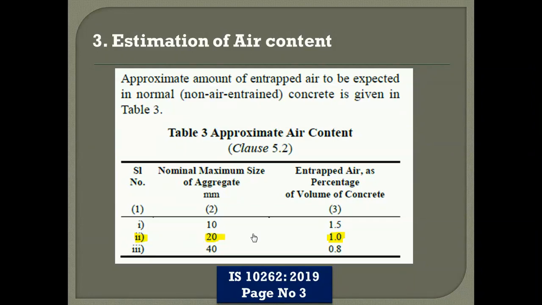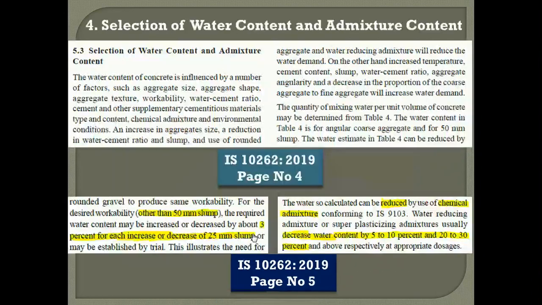Usually for RCC construction the maximum size will be 20. So for 20 the volume of the entrapped air is given as 1. If you take 25 as the maximum size, then you have to do the interpolation between 20 and 40. So this is the third step, finding the estimation of the air content.